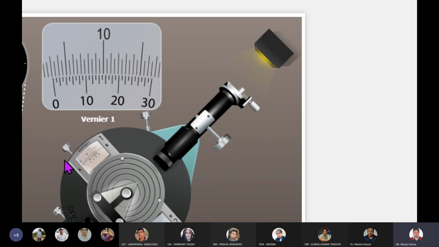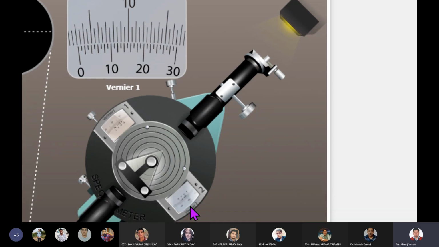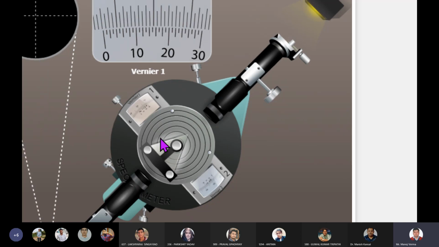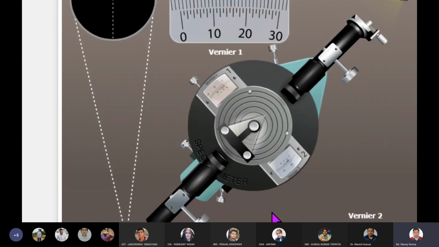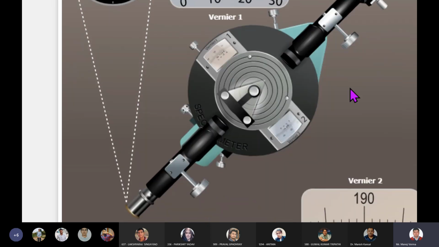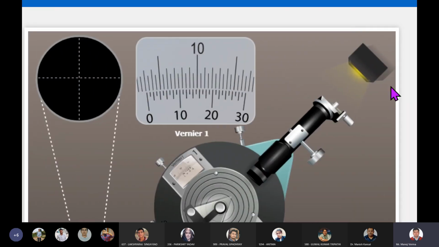in this direction. Similarly, a light ray is also coming and incident on this edge, and it will be going in this direction. So I have to rotate my telescope in this direction, and I have to rotate my telescope in that direction. I will note down the observations of both the cases, and then I will subtract those observations to get 2A, twice of A.